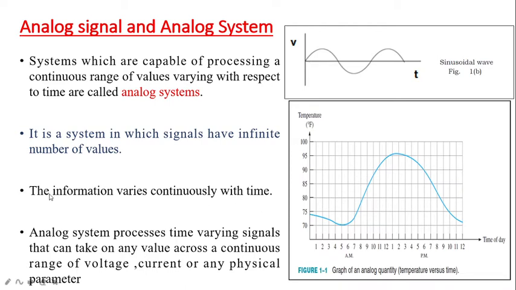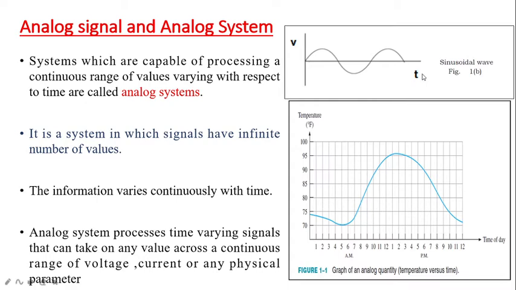Now the third line states that the information varies continuously with time. Yes, we have known that the information varies with respect to time. Now what does this analog system process? They process time varying signals that can take on any value across a continuous range of voltage, current, or any physical parameter. One analog system may be different from another, but usually here we have taken the temperature with respect to time, and here we have taken voltage with respect to time.